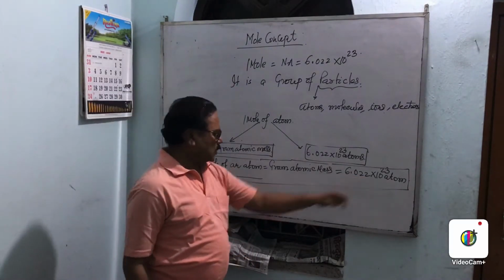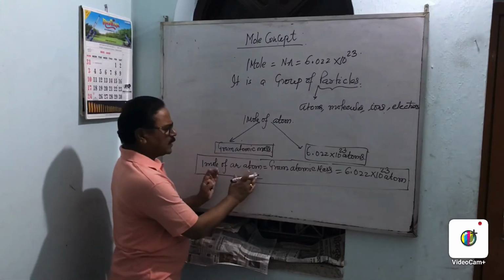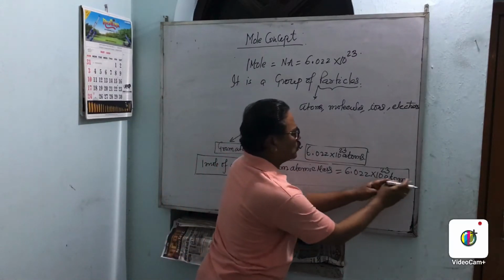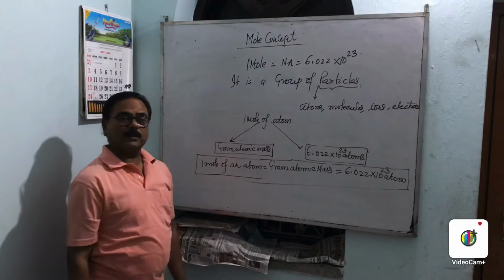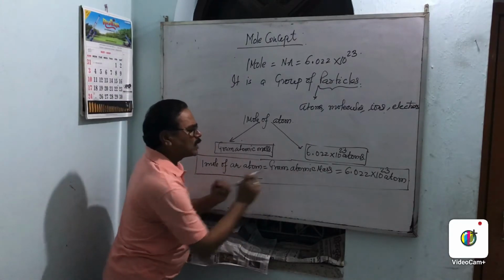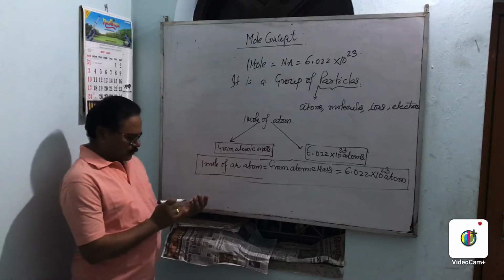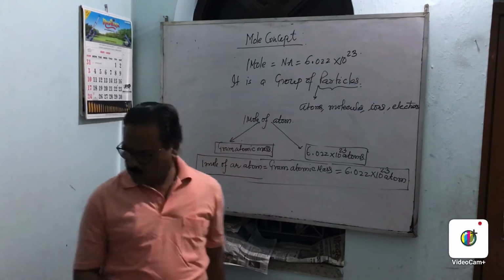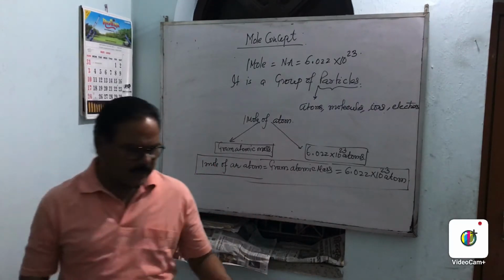Similarly, we can write that 1 mole of an atom is equal to 6.022 into 10 to the power 23 atoms, and 1 mole of an atom is equal to gram atomic mass. So, how will we calculate the problem based on that concept?